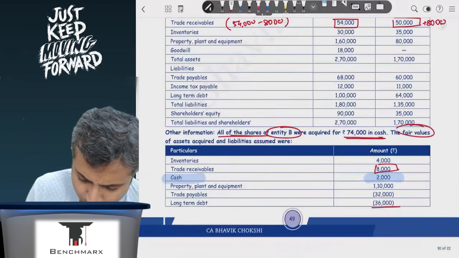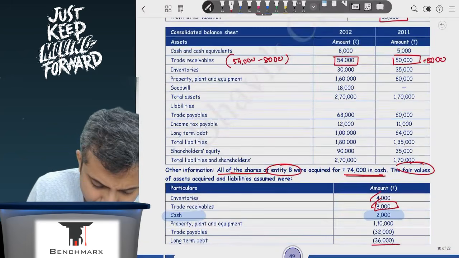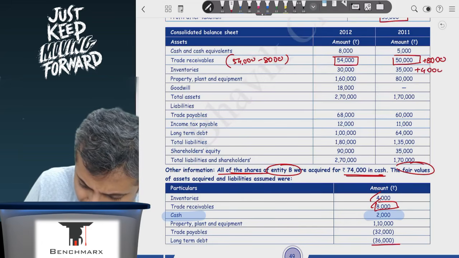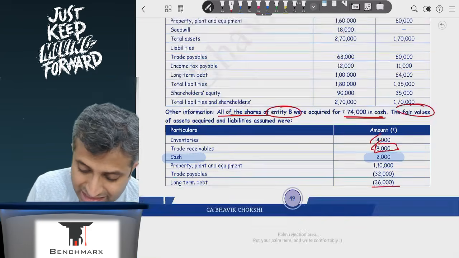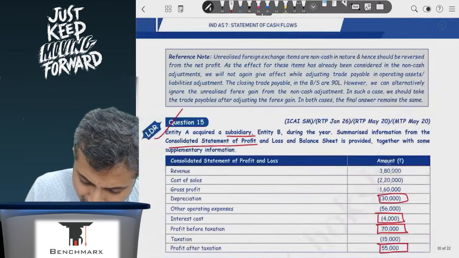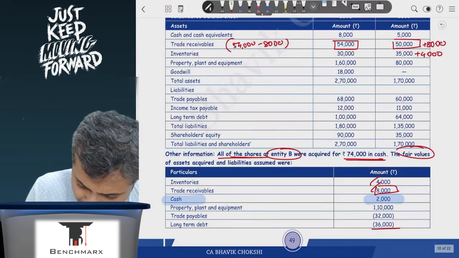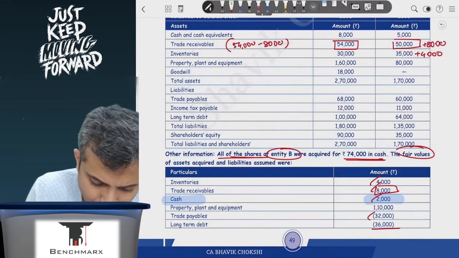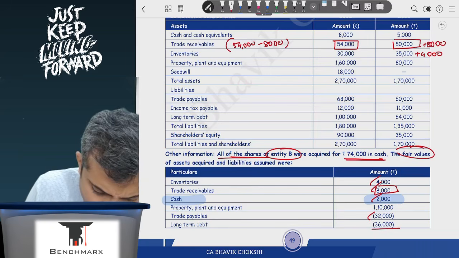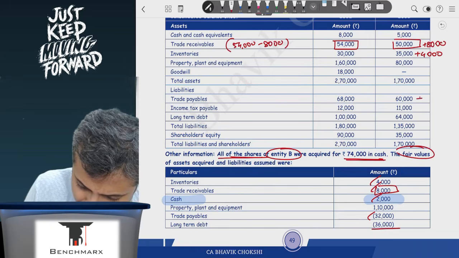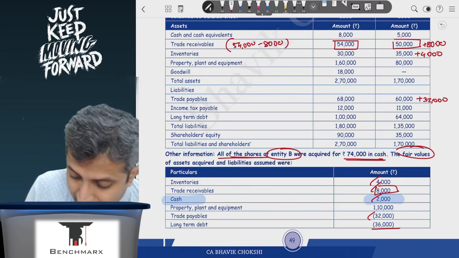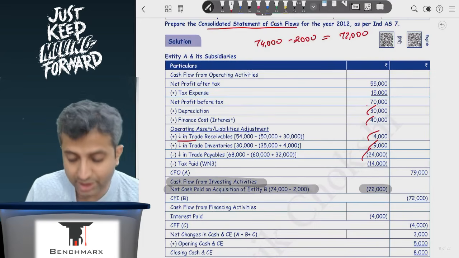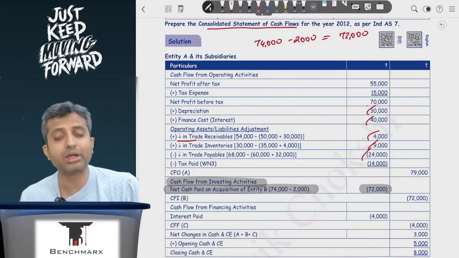Similarly, if I look at inventories, I will add the inventory taken over worth 4,000, so this is 39, and compare it with 30, so there is a decrease of 9,000, you will add. And when you look at the trade payables, this is already taken, trade payables over here are 32,000. So plus 32,000, this is around 92, which is now 68, and hence there is a fall of 24, which means, direct relationship, you would deduct.